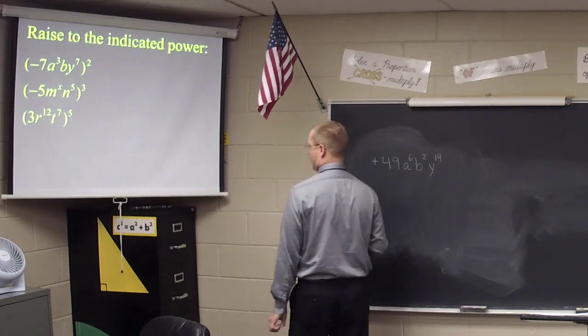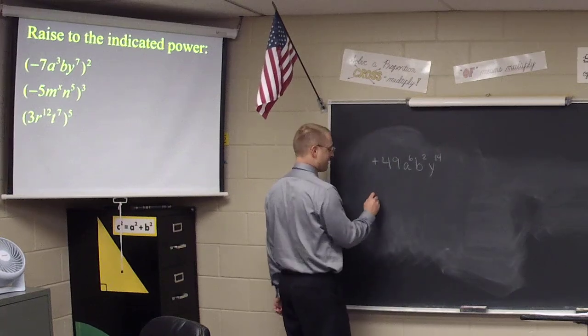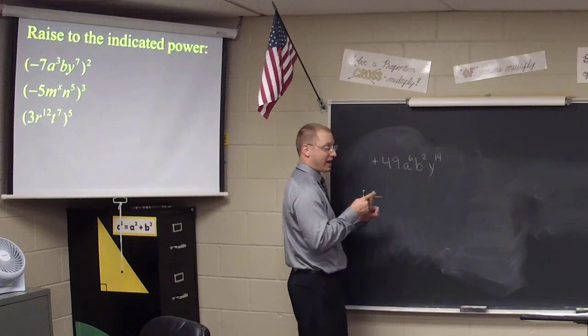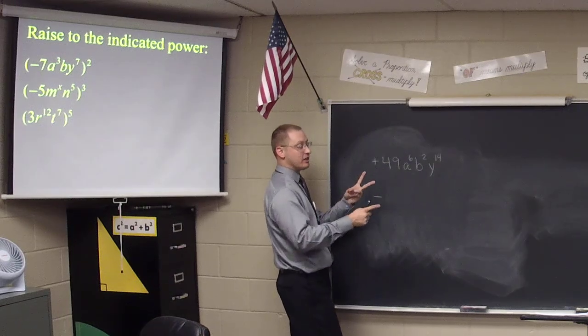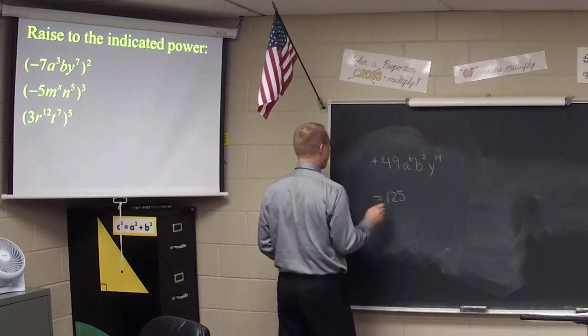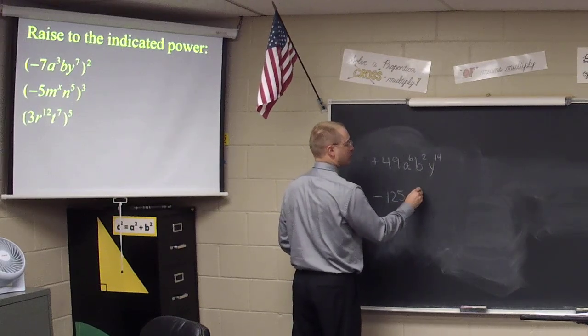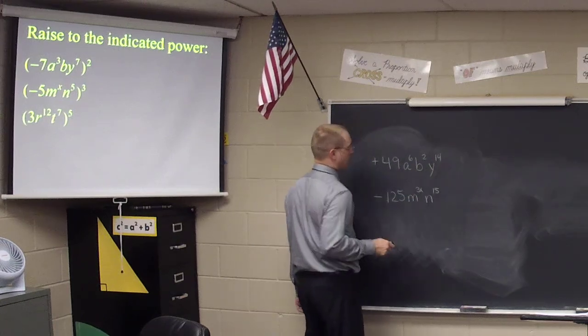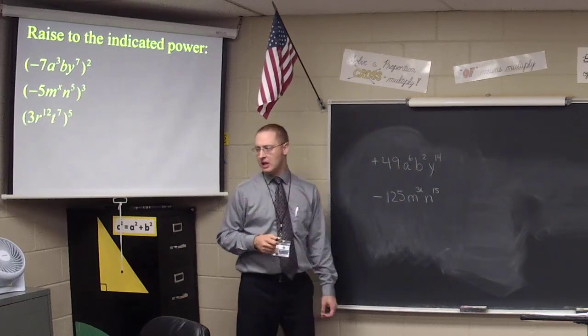We're struggling. All right, on the next one, sign: negative. Number: 125, because 5 times 5 times 5 comes to 125. All right, m to the 3x, because we're multiplying the exponents. n to the 15th, because we're multiplying the exponents.